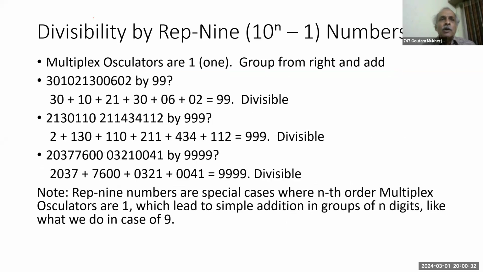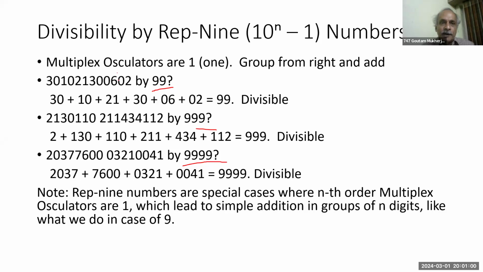Yes, sir. Now come to something called repeat 9 numbers. 99, 999, 4 nines. How to see the divisibility? You group into groups. Earlier for 9, what did we used to do? For 9 we used to add all the digits. Now we'll add, but in groups of 2 in case of 99. See how interesting it is?